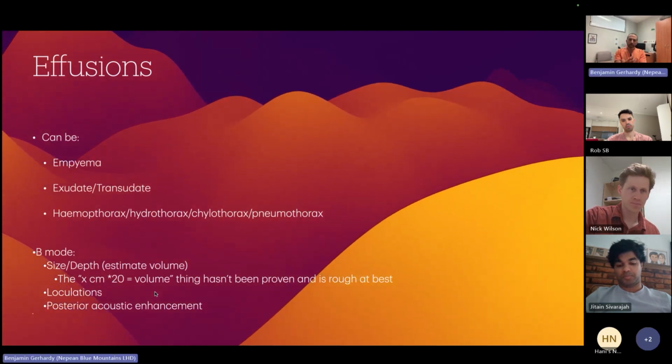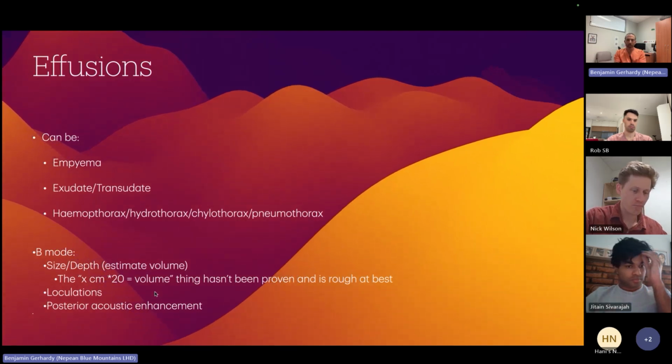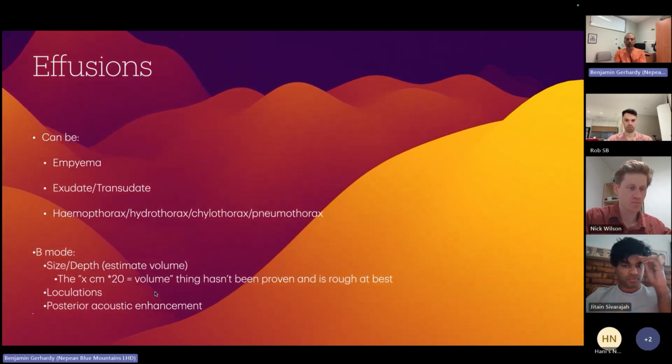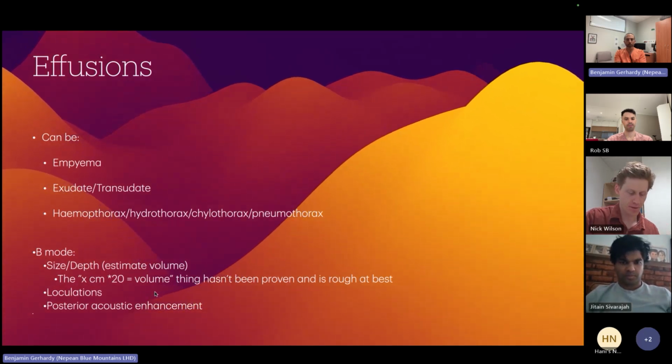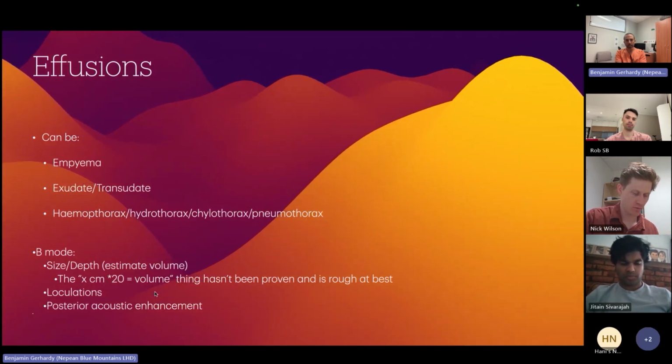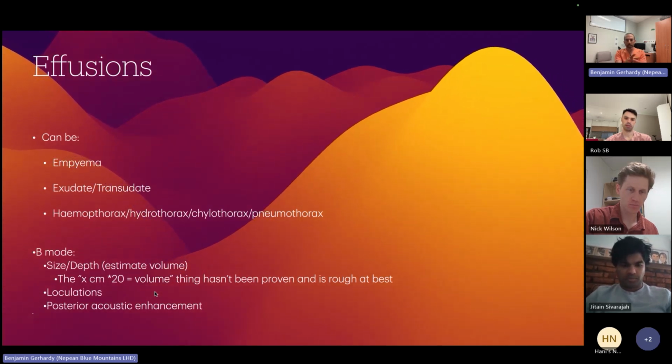In terms of effusions, as I say, we can think of them as exudate or transudate if you want to, but it doesn't really change a whole lot practically. That is, you can get all other stuff in your pleural cavity as well. Chyle is one you can see, hydrothorax and hepatic hydrothorax, and you can just get urine there as well.